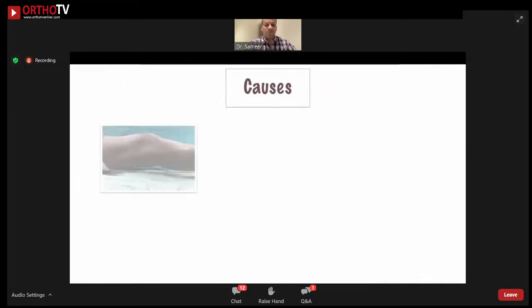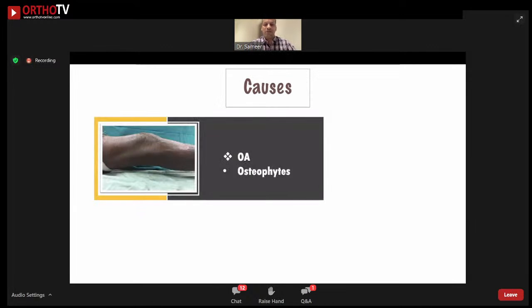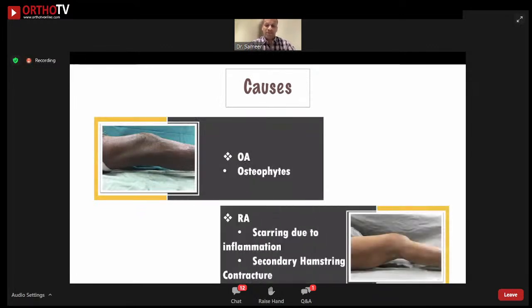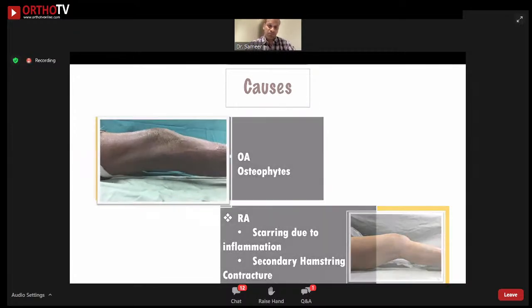So what are the causes of flexion deformities? Especially in osteoarthritis, it is because of the osteophytes. But when it comes to inflammatory arthritis, it is due to the scarring, and later the knee becomes subluxed and there will be secondary hamstring contractures.